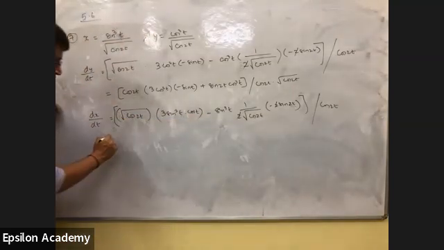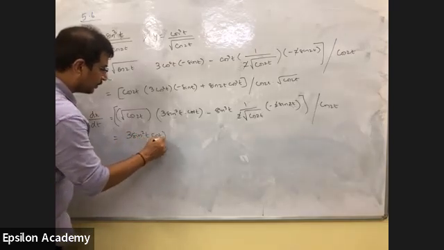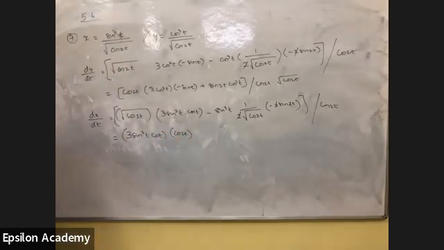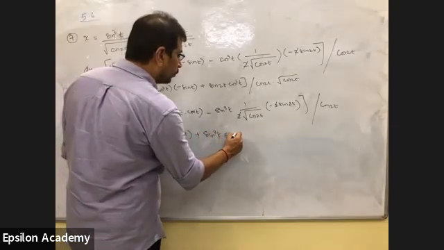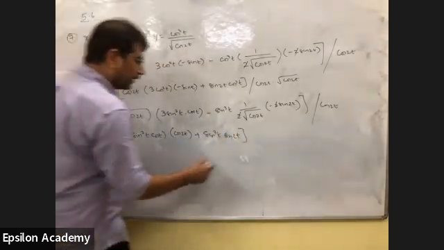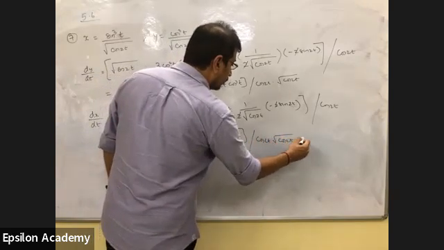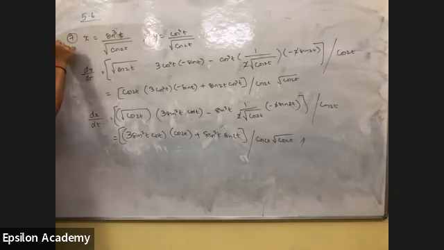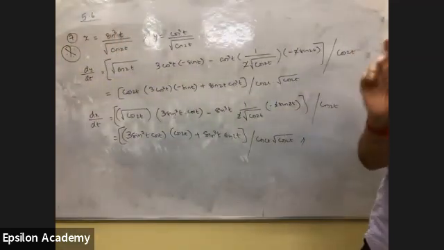LCM is root cos 2t. So what will be left out with? We'll be having 3 sin square t into cos t into cos 2t, correct? Plus sin cube t into sin 2t, the whole divided by cos 2t into root of cos 2t. It is a slightly lengthy problem. You need to be very careful with the calculations. So, practice this again.